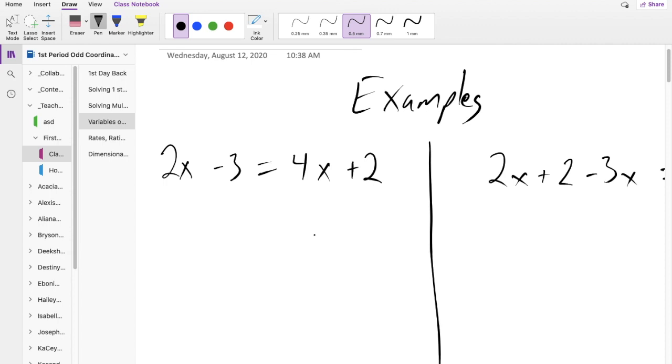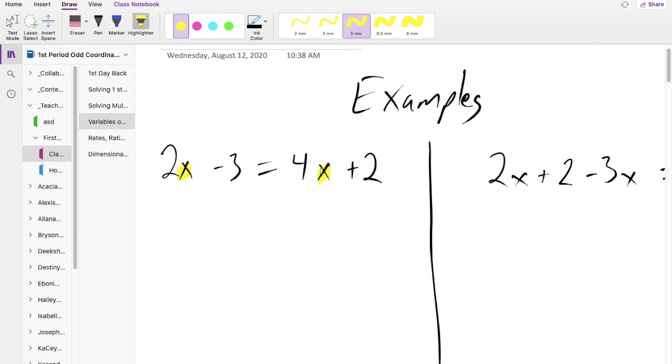Alright, in this video we are going to be talking about what to do if you have variables on both sides of the equation. So before you start any math problem, the best thing to do is just sit back and look at the entire problem first. So here I have 2x minus 3 equals 4x plus 2. I want to start by looking at the problem and seeing what I have. I have a variable on the left side and I have a variable on the right side. So I need to combine these variables first.